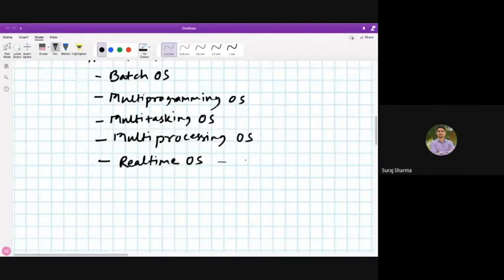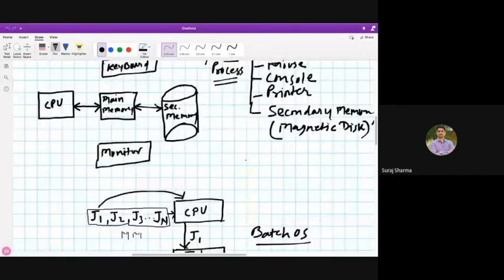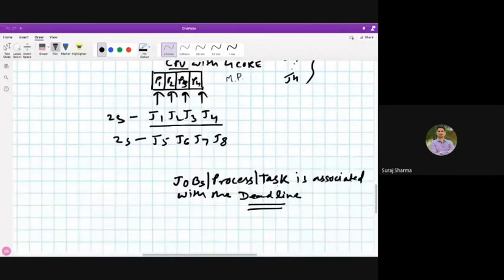So in the real-time operating system, every process is associated with a deadline. All jobs, processes and tasks are associated with some deadlines in the real-time operating system, and that deadline is associated with the process.